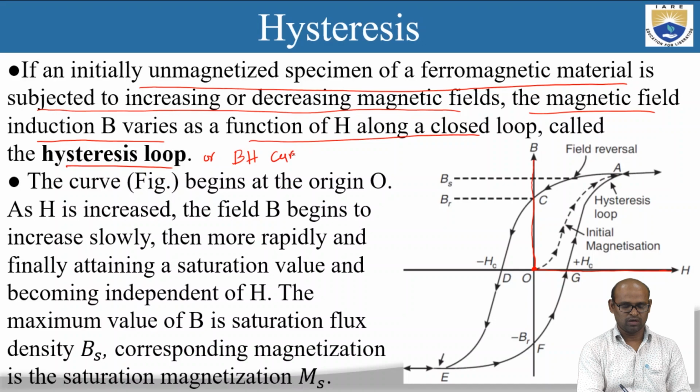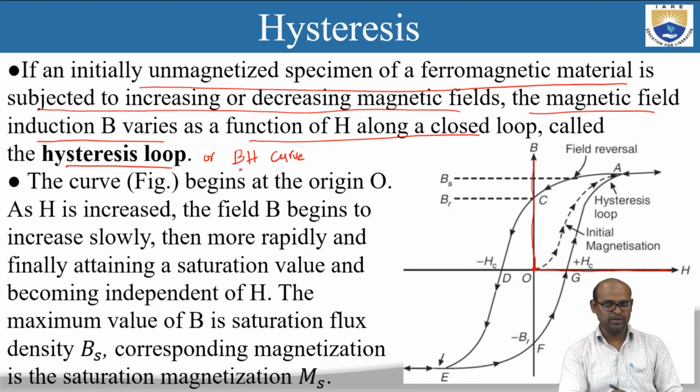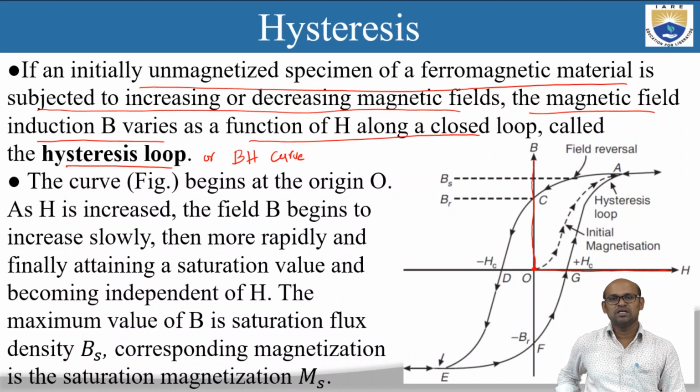In the BH curve, B is the magnetic field induction and H is the applied magnetic field or magnetic field intensity. So, the hysteresis loop or BH curve is a closed loop in which we look at the variation of magnetic field induction as a function of the applied magnetic field.